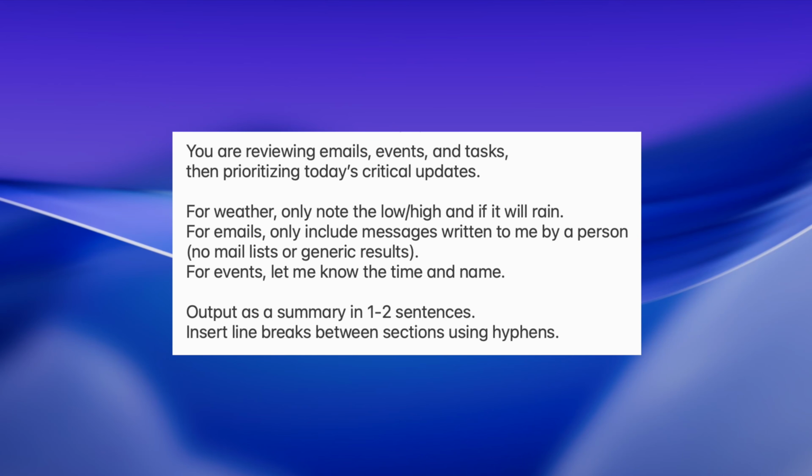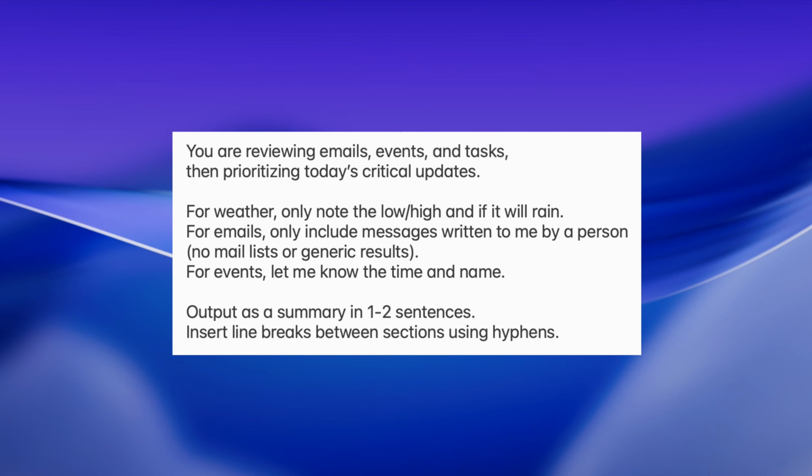Up next, list your custom preferences for each of the following. Like for weather, I only want to know today's low, high, and whether or not it's going to rain. For emails, only include messages written to me by a person, so I'm not getting any generic results. And for events, just let me know the time and the actual name. Then explain what the actual text message should look like.